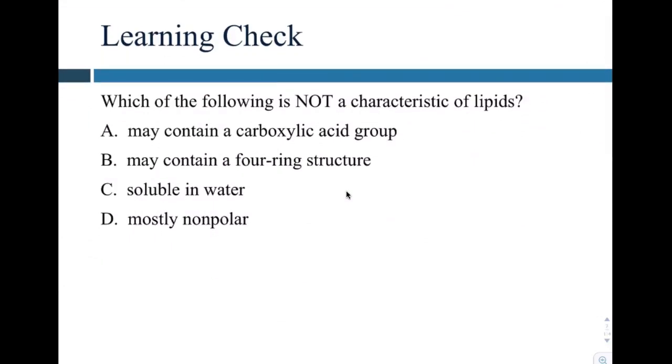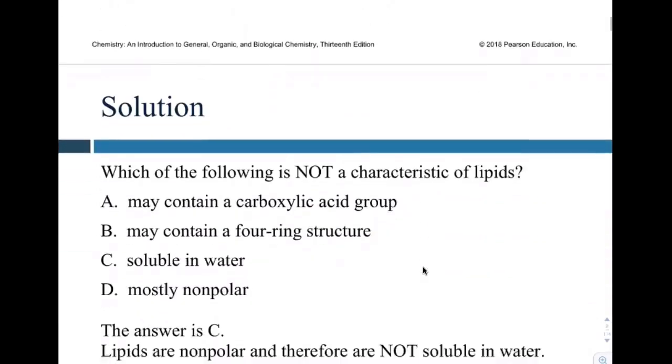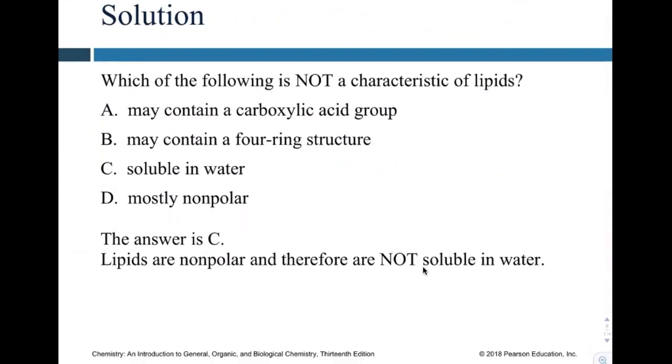Which of the following is not a characteristic of lipids? So this is a multiple choice question. The answer here is C. Lipids are nonpolar. So for lipids, I want you to think about fat. If you've ever gotten any sort of animal fat and grease on you, we think of them as oils, right? And that does not dissolve in water because it's mostly nonpolar. It may contain a carboxylic acid group if it's a fatty acid. It may contain a ring structure if it's a steroid, but it definitely is not soluble in water.